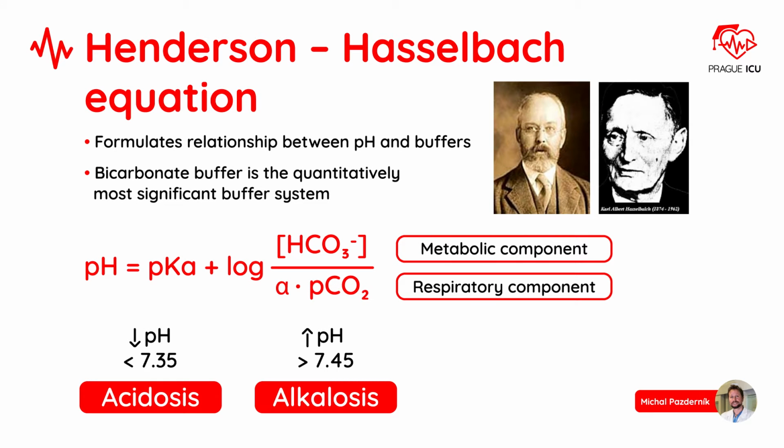Henderson-Hasselbalch equation is the cornerstone of acid-base balance. It formulates the relationship between pH and buffers. Bicarbonate buffer is the quantitatively most significant buffer system. To be able to calculate pH of the blood, we just need to know the level of bicarbonate and CO2. Both parameters can be simply obtained from the Astrup blood sample. If the pH is less than 7.35, the patient has acidosis. If the pH is above 7.45, the patient develops alkalosis.